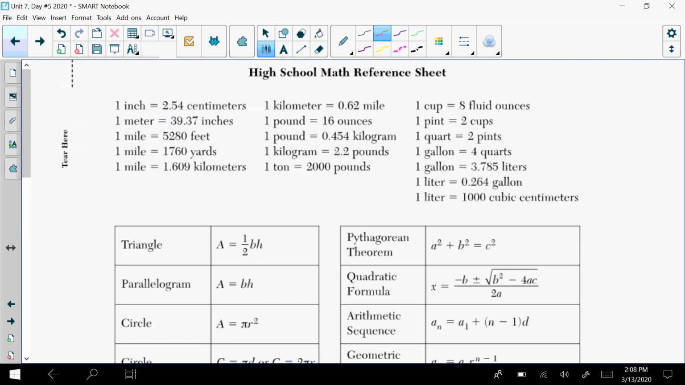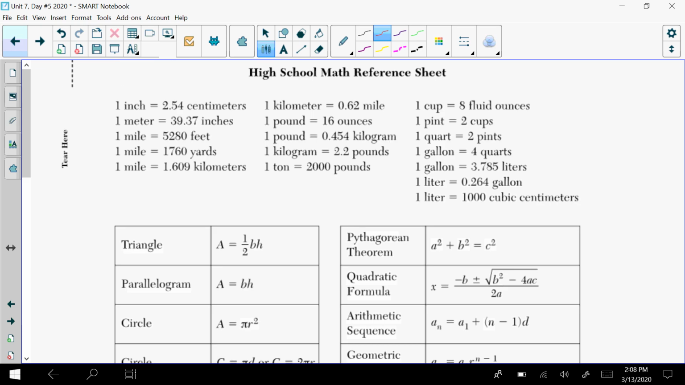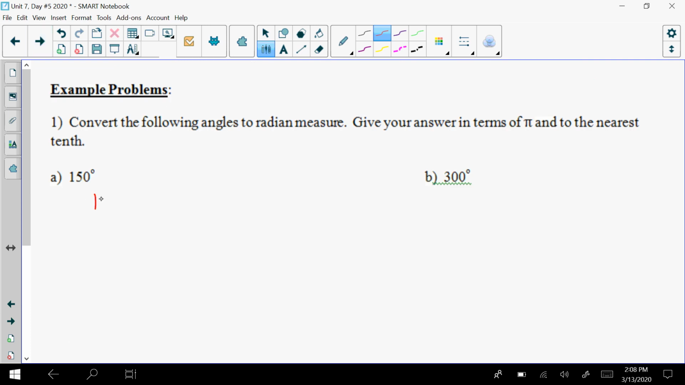Okay, so we're going to practice converting. If you're going to convert 150 degrees to radians, you want to start with the degrees ones. And 1 degree has this many radians in it. Well, that's just your conversion factor. So we're going to multiply by this because 1 degree has this many radians, and I have 150 of those. So I'm going to do 150 times pi over 180, and that's going to give me this in radians.